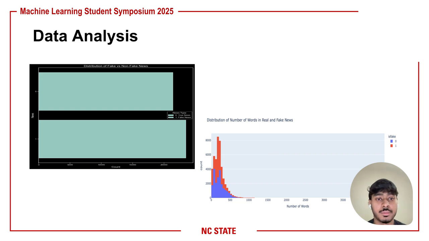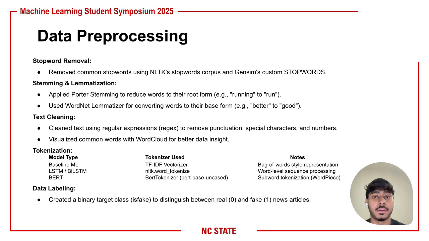We did some data analysis before we started this project, and we noticed that fake news tends to have a lot more words than real news does. Coming to data preprocessing, we use these main methods. We use stopword removal, where we remove common stopwords using the NLTK stopwords corpus, along with the Gensim custom stopwords. We also did stemming and lemmatization. Stemming is essentially reducing words to their root form, whereas lemmatization is converting words to their base form. We also did text cleaning using regular expressions to remove punctuation, special characters, and numbers.